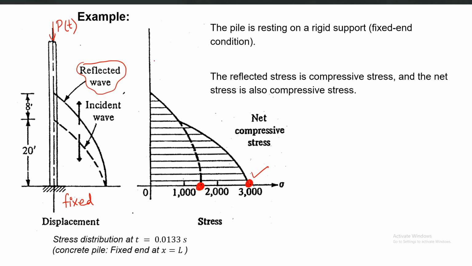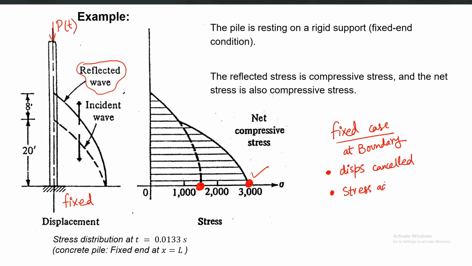So let me write a summary here. For the fixed case at the boundary level, the displacements cancel out so that the boundary condition is satisfied, which is fixed, and the stresses add to each other with the same sign. Add means that they will have the same sign.